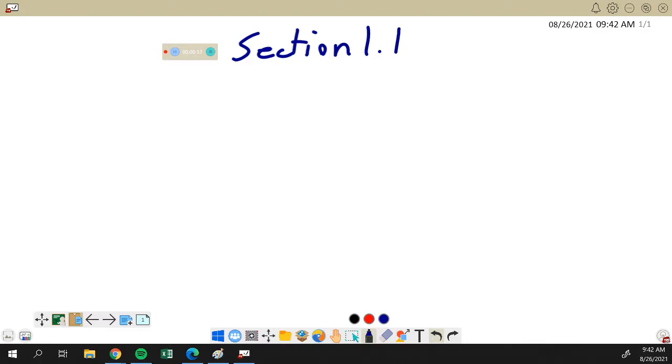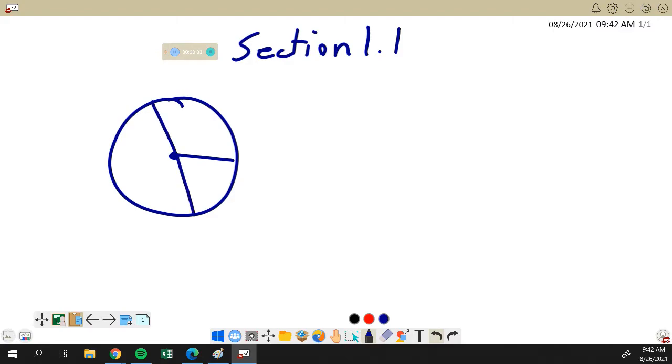So, in our first chapter, we're going to start with circles. Just remind me, that's a circle. What do I call that segment? Radius. Okay. What do I call that segment? Diameter. So any line from the center to the edge of a circle is called a radius, and all radii are the same length. Any segment that goes from one side of a circle to another and passes through the center is called the diameter.